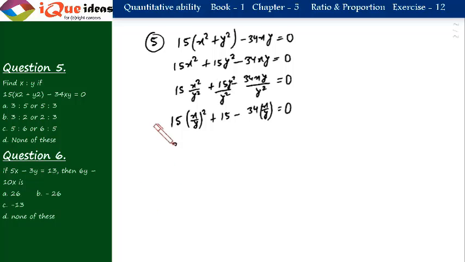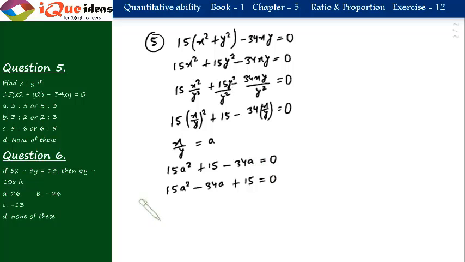Now let's say x/y is equal to a. So we can write the same equation as 15a² + 15 − 34a equal to 0. So this becomes a quadratic equation. From here we can solve. Let's first write it in a normal manner: 15a² − 34a + 15 is equal to 0. Now I hope you are aware how to factorize quadratic expressions.